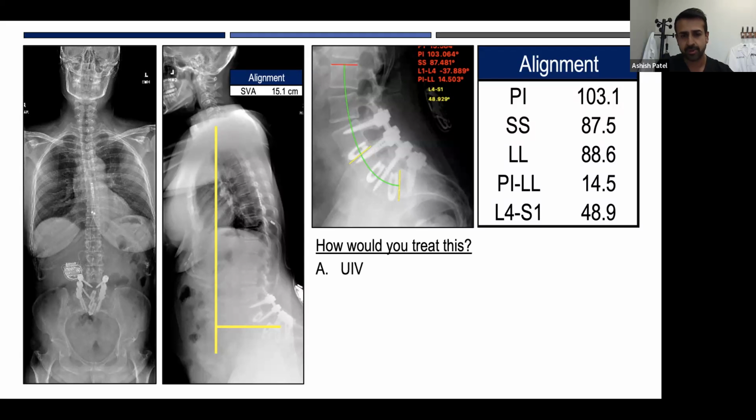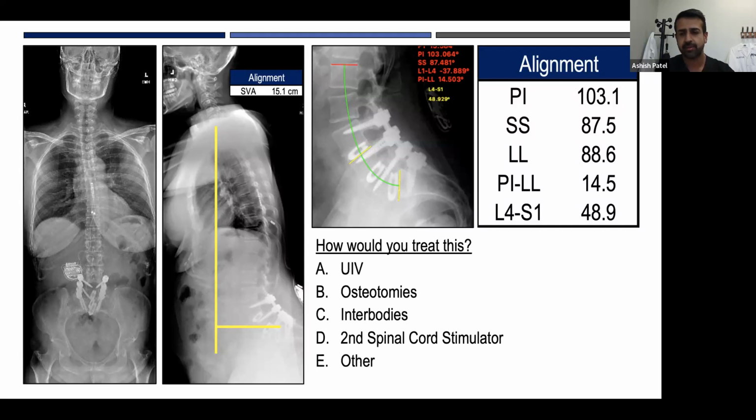Where are you stopping? What's your upper instrumented vertebra? Are you performing osteotomies, interbodies, maybe a second spinal cord stimulator, or something other, or a combination of these things? Mike, taking a look at this case, what are your thoughts here?